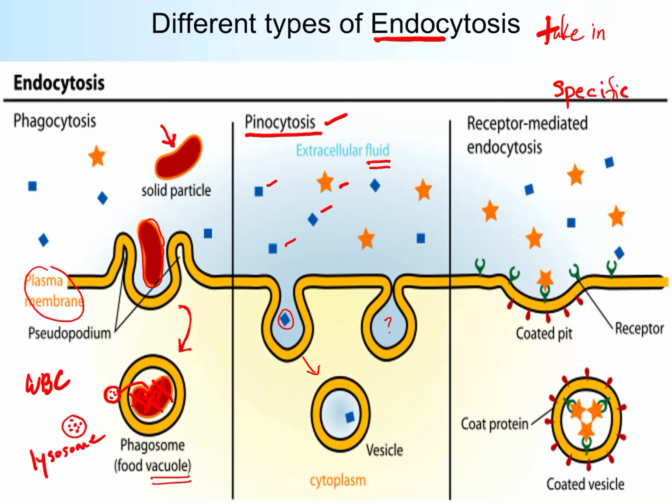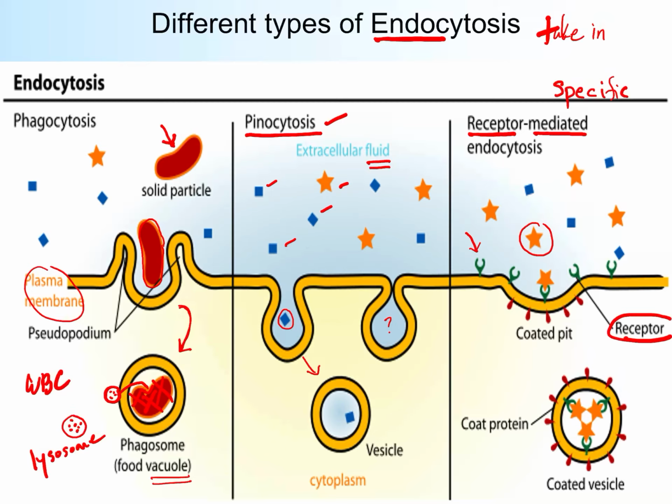I'm saying the word specific a lot, but for receptor mediated endocytosis, that means there is a receptor on the surface of the cell. A receptor is kind of like a baseball mitt. It's a protein that fits only a certain kind of molecule. In this example, it will only fit the star. So these receptors in green only attach to stars.